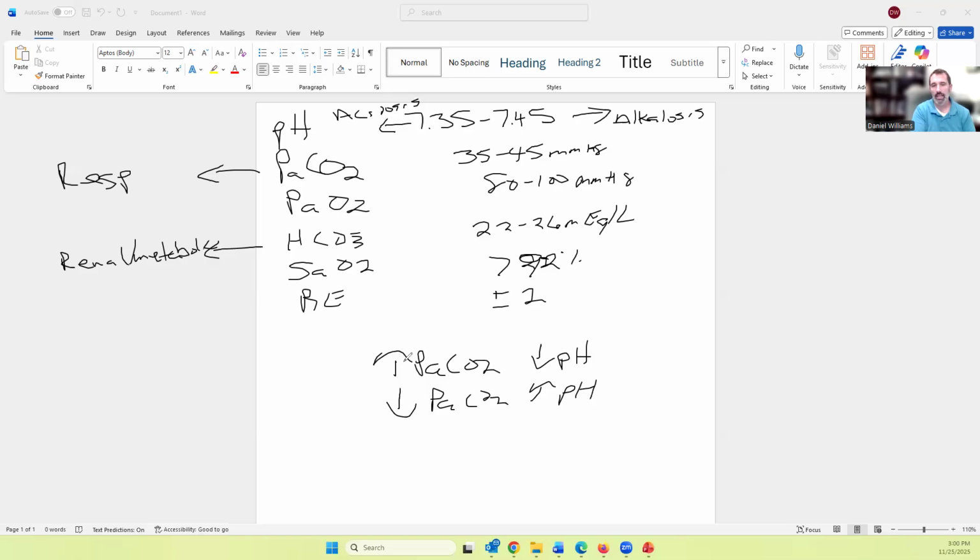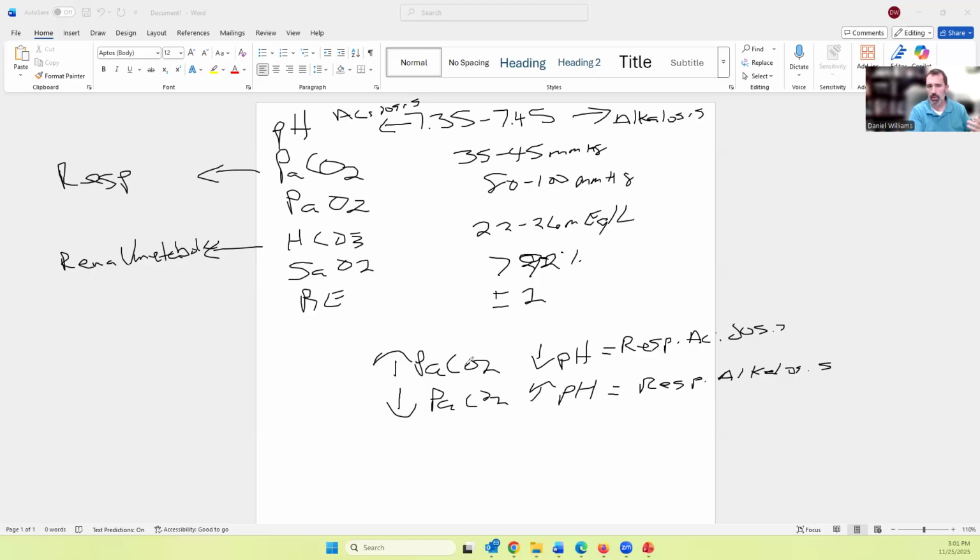If you were to see this first scenario, with an increase in PaCO2 and a decrease in pH, this is going to equal a respiratory acidosis. If you have a decrease in your PaCO2 while the pH goes up, this is going to be a respiratory alkalosis. So that's your respiratory component, and we're understanding how it manipulates the pH.